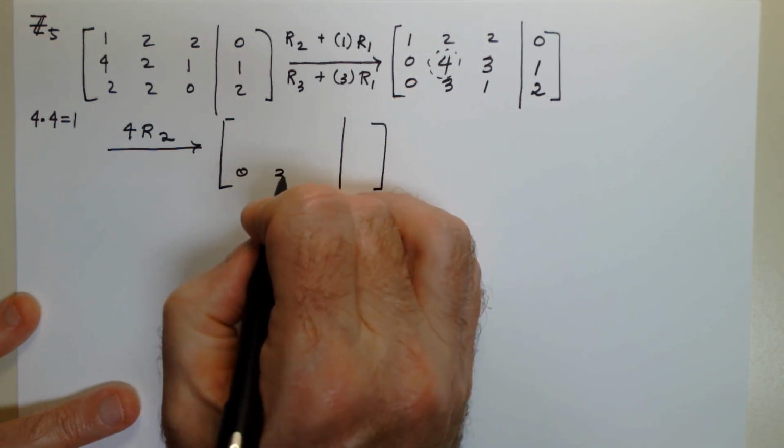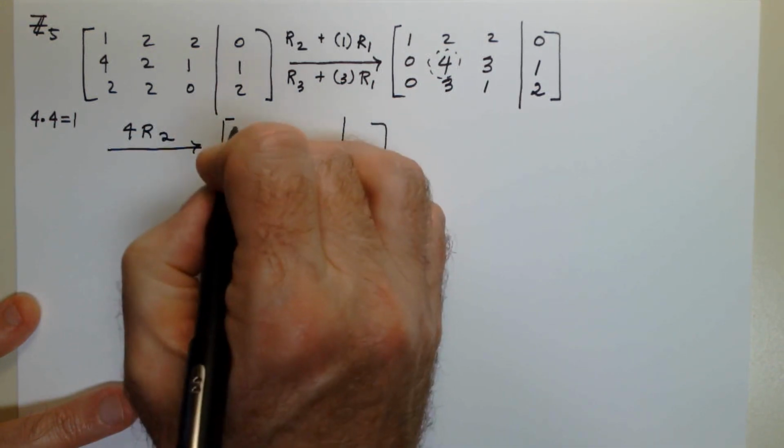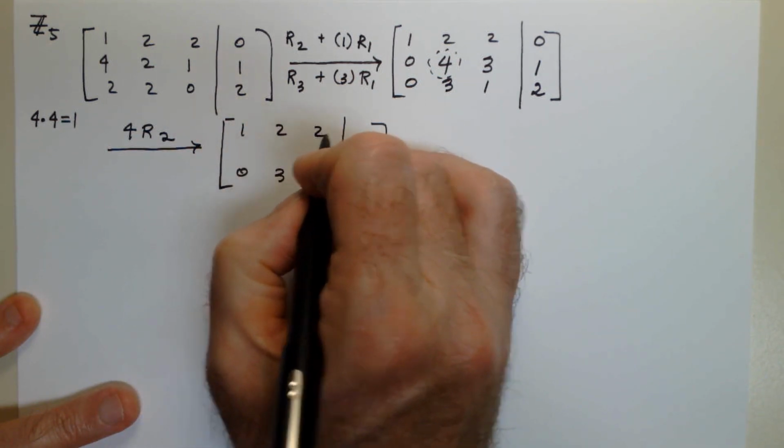This row is not changing. Row 3 is the same. Row 1 is the same. So let's get those in place.